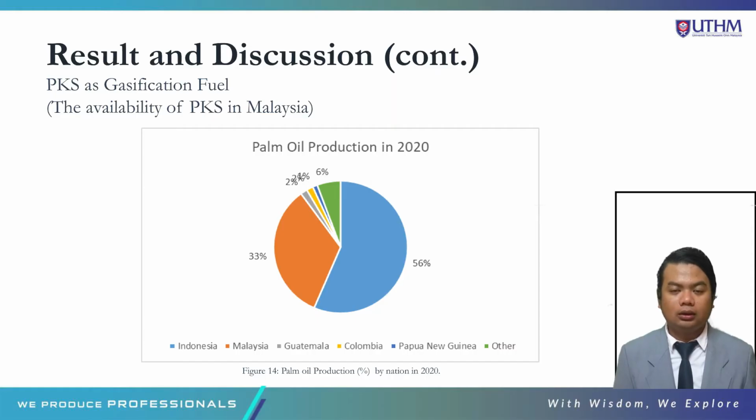Coal is widely available in Malaysia, but is PKS available in Malaysia? As we all know, palm oil production is vital for the economy of Malaysia, which is the world's second largest producer of the commodity after Indonesia. According to the Malaysian Palm Oil Board, Malaysian palm mills currently have an average of 12,000 tons of PKS in stock each year. Hence, PKS is readily available in Malaysia.